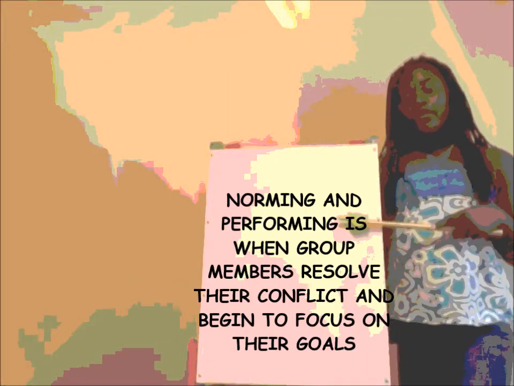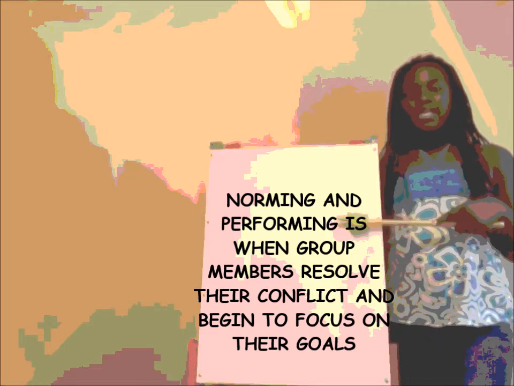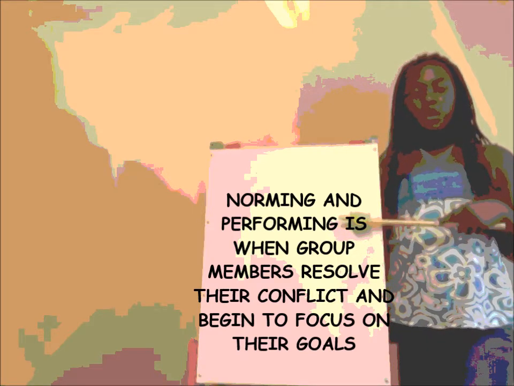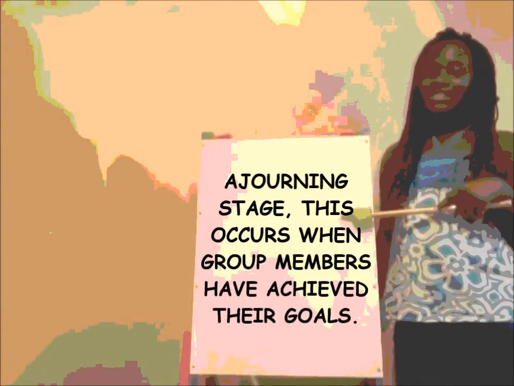The third and fourth development stages, norming and performing, are when group members resolve their conflicts and begin to focus on their goals. Last but not least, the adjourning stage. This occurs when group members have achieved their goals.